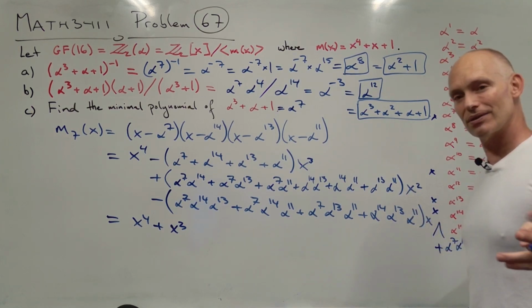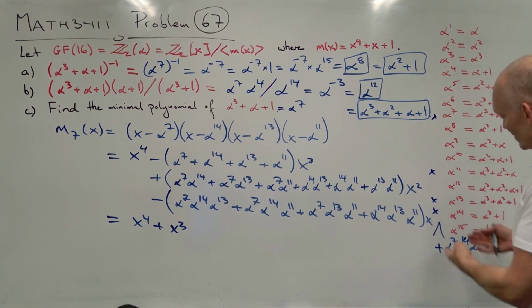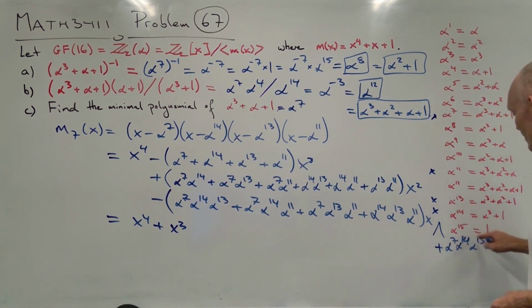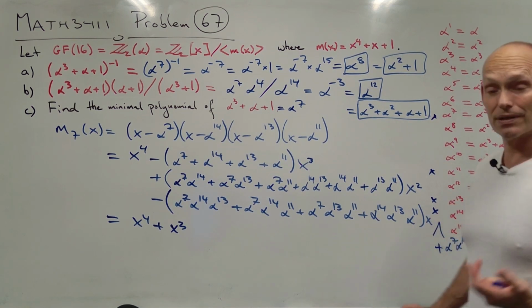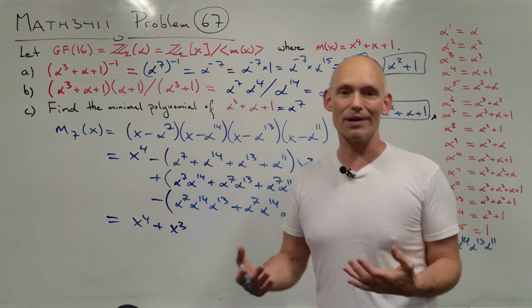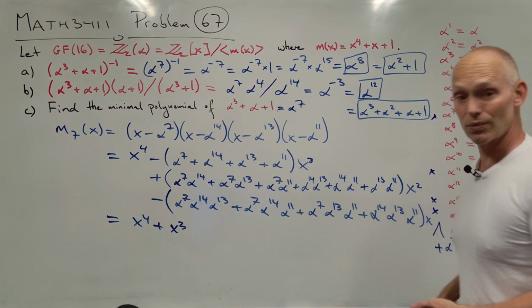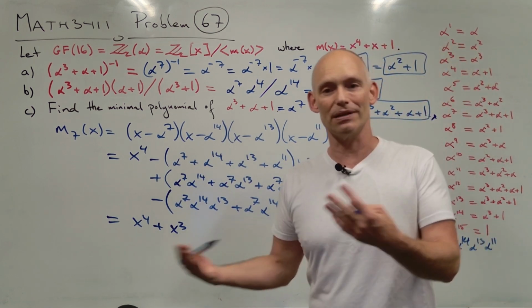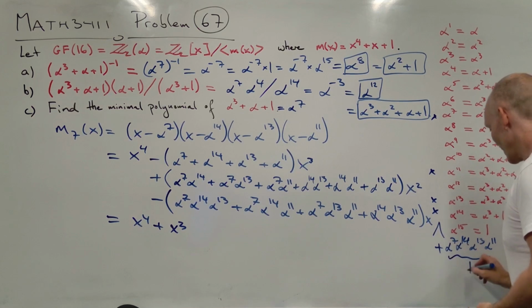But let's just check that our calculations are correct. Alpha to the power of 7, 14, 13, and 11. So add those numbers together. 7, 13 is 20. 14 and 11 is 25. 20 and 25 is 45. 45 is 3 times 15. And alpha to the power of 15 was 1. So that's just equal to 1 to the power of 3, which is 1. Yay, cool. So all of this is just 1.